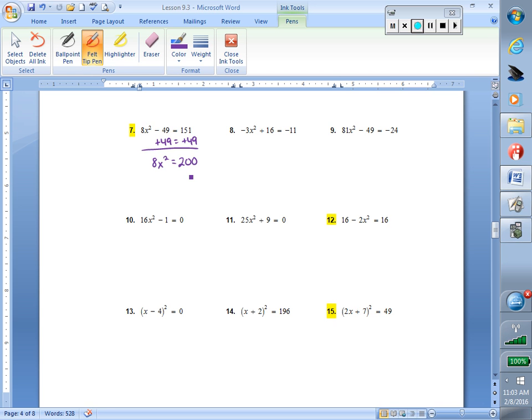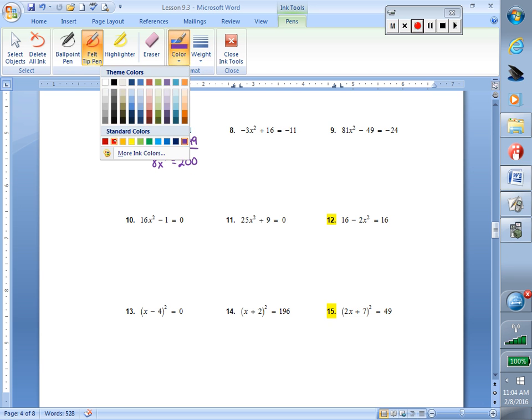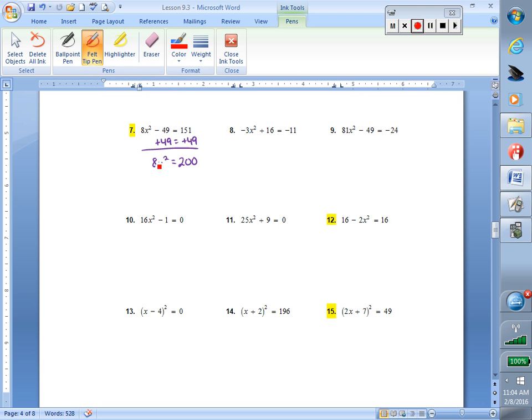Now I know at this point you're thinking, oh, okay, so I've got the x squared, it's by itself. Well, if you try to take the square root right now, how does the square root of 8 work out for you? Not so great. So is there one more step we could take before we do the square root? Any ideas out there? How could we move the 8? Divide by it. This is 8 times x squared, so let's move the 8 by dividing by it. Now I get x squared equals 25.